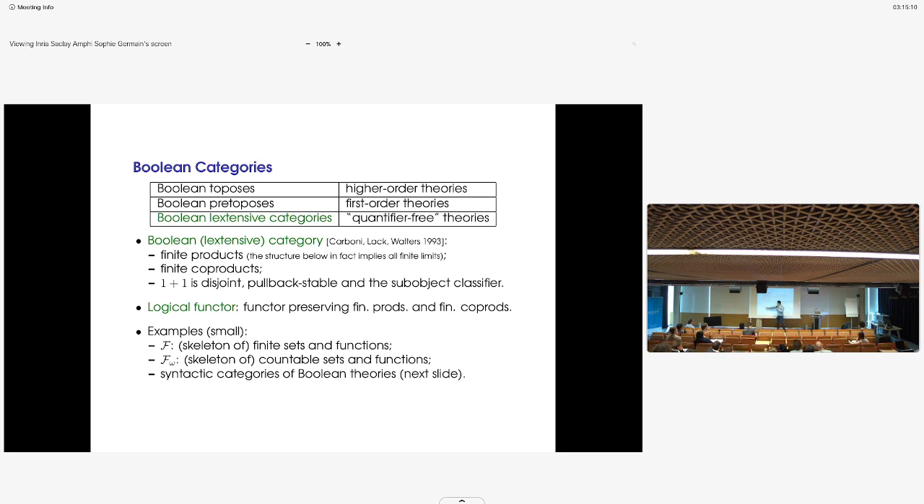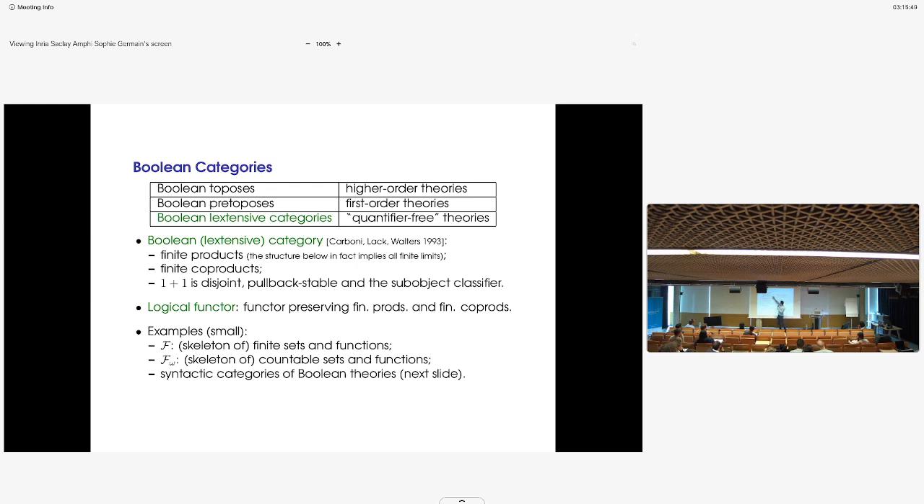Now, a few examples. You can see this as a progressive weakening of categories of structures that are standard in categorical logic. Boolean toposes are the ones with the most structure, and then you can weaken them to Boolean pretoposes, and this is a further weakening that we're considering. So Boolean extensive category is the full name, but I'm just going to call them Boolean categories. I'm just going to omit extensive because it's quicker.